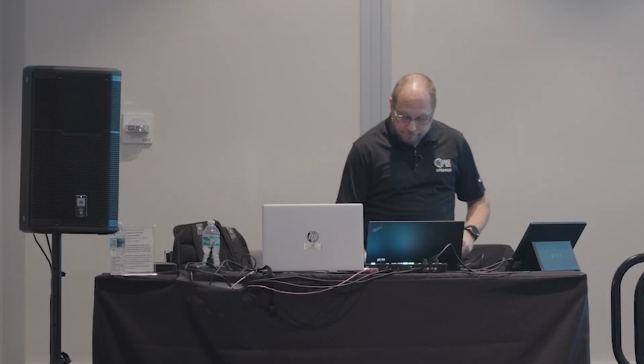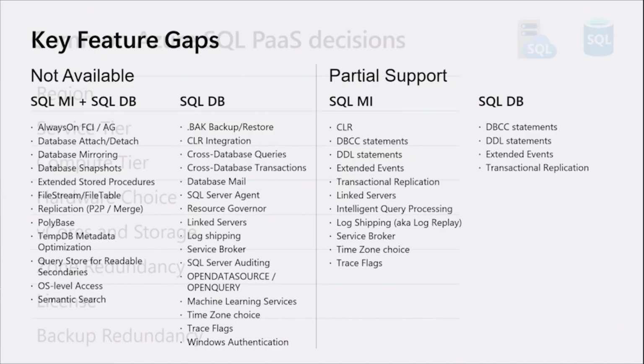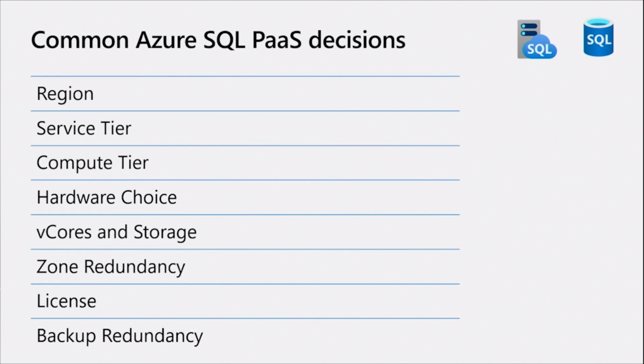So it's not just as simple as: if you want to innovate, go to DB; if you want to migrate, you go to MI, right? You may want to innovate, but MI has the feature set that you actually need. Now that I've framed it that way, I want to think a little bit more in detail about the things you might consider when you're trying to pick your PaaS offering.